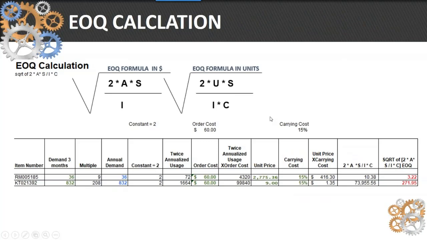And I think Denise has given you a handout in the webinar folder. I created this little spreadsheet that allows you to calculate what your EOQ is for a particular item based on demand, the unit cost, and the order cost, along with a variable carrying cost value.